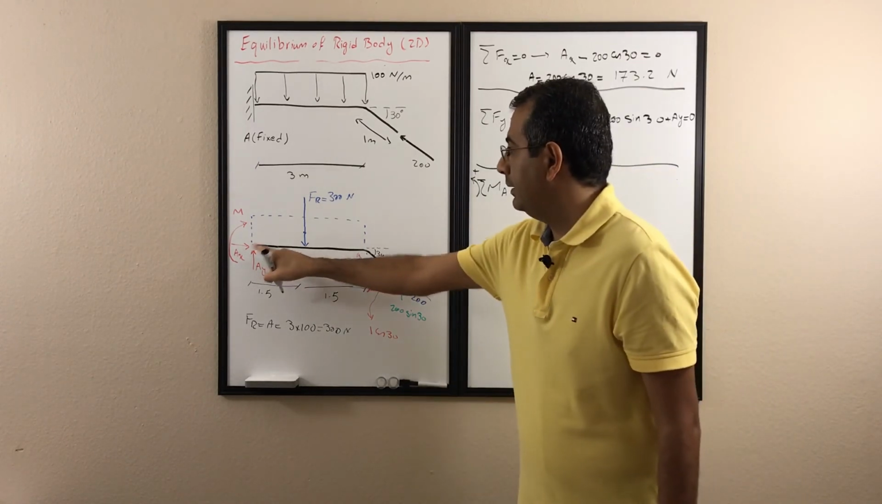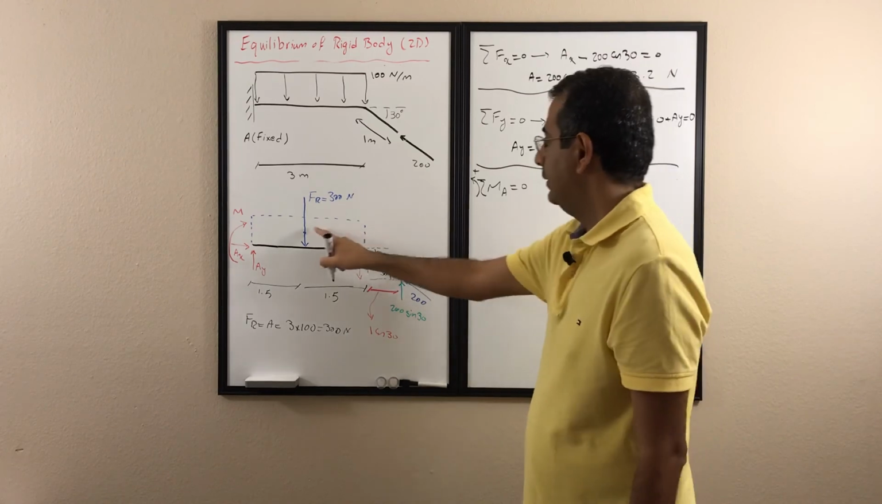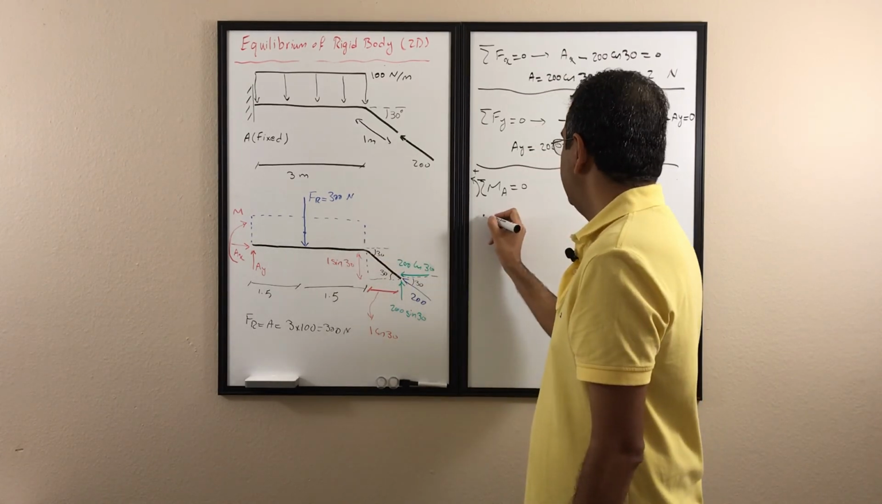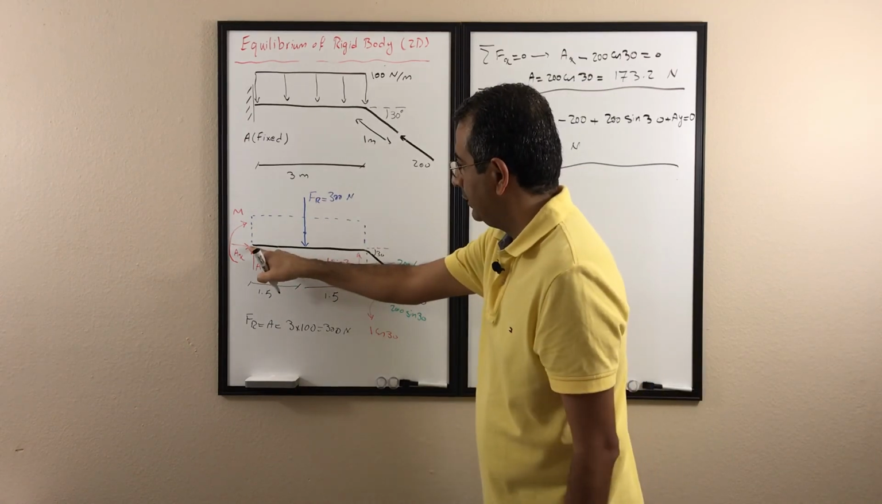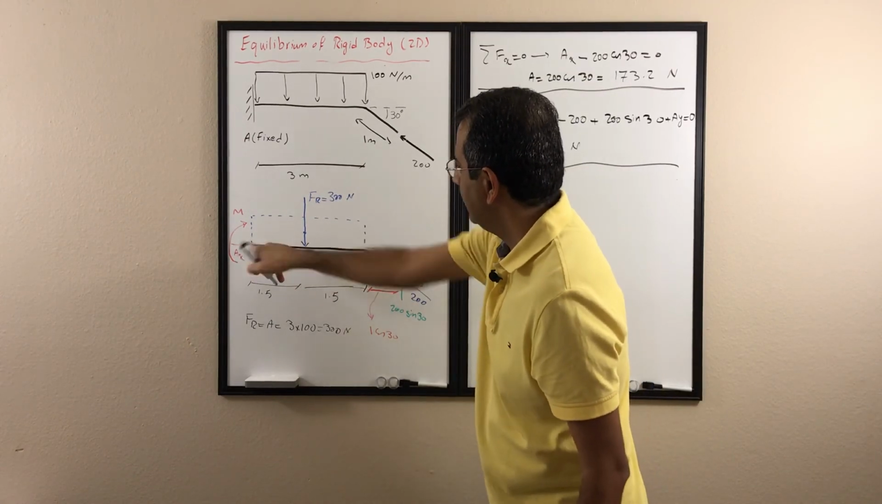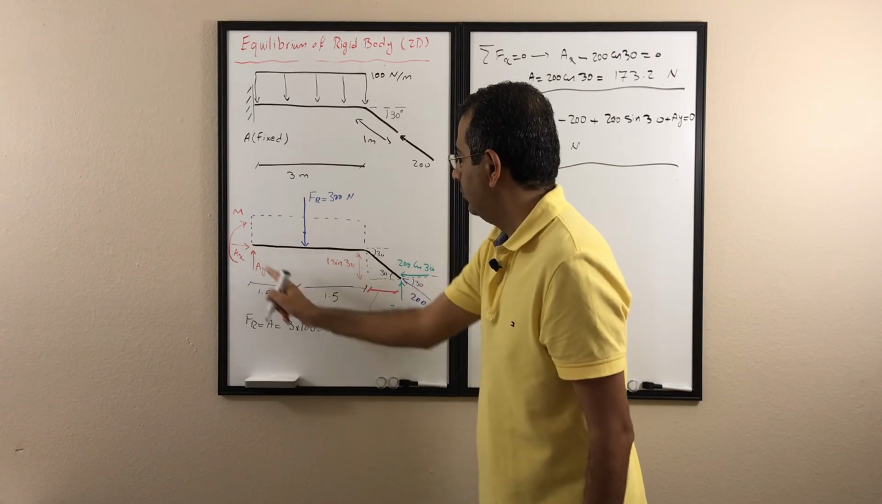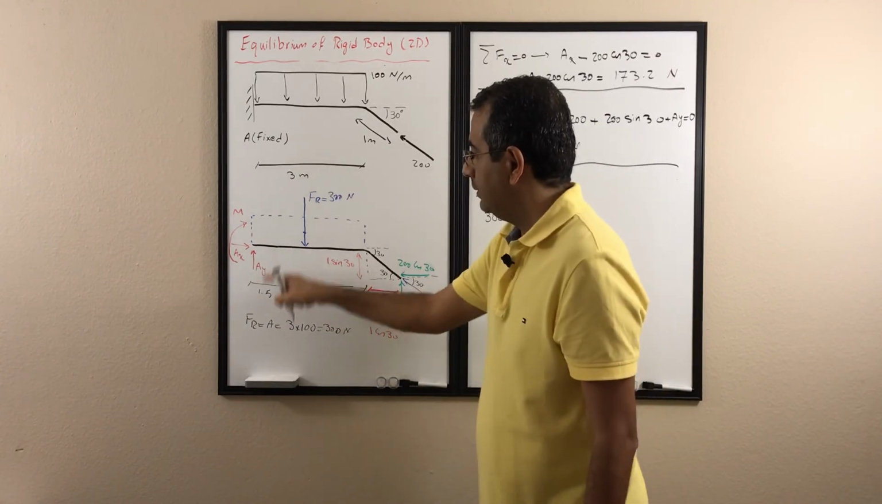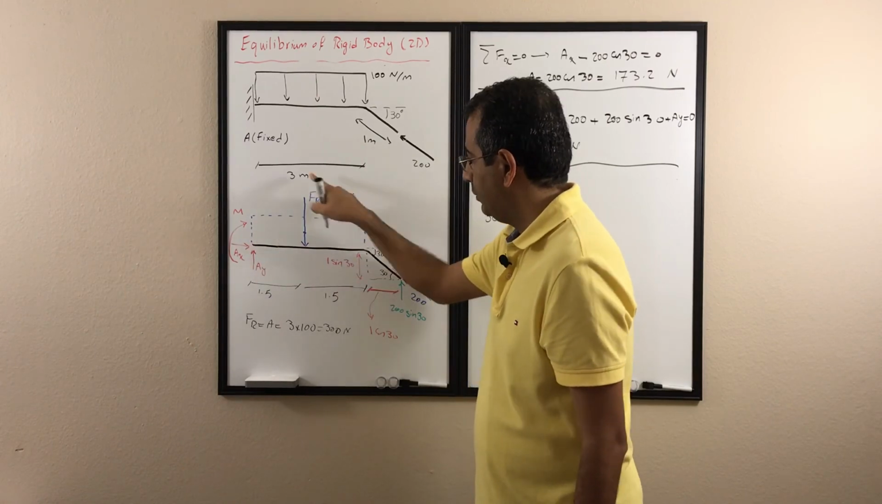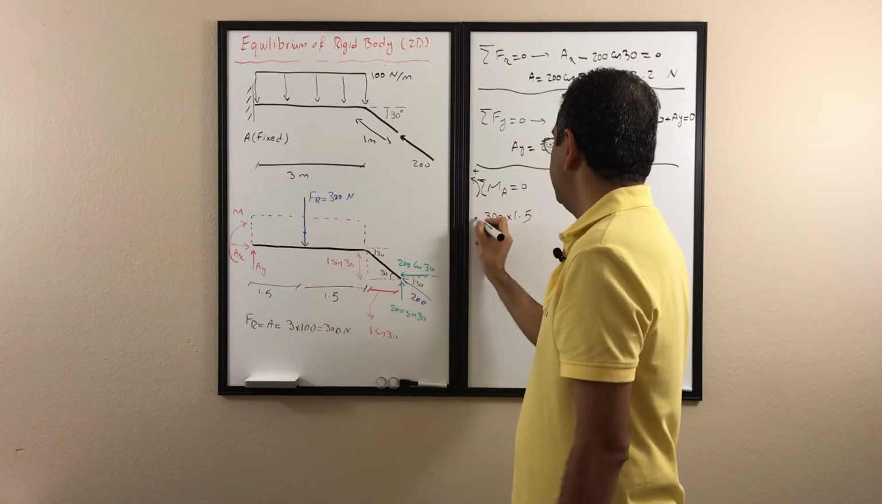So about point A, I have these two, I start from this one. So I have 300 Newton, and with respect to point A, the normal distance is 1.5, and it rotates clockwise with respect to point A. About point A, it's going to rotate clockwise, so it's going to be negative.